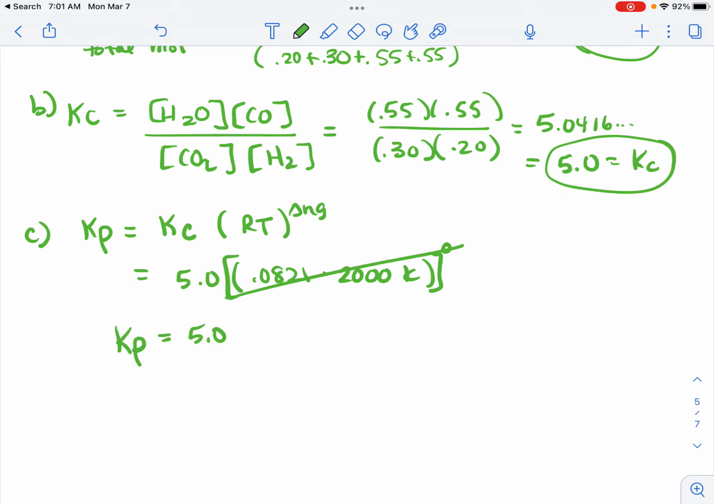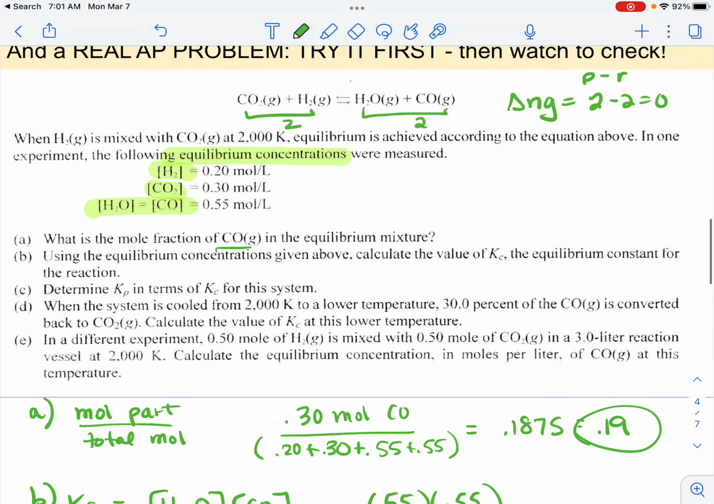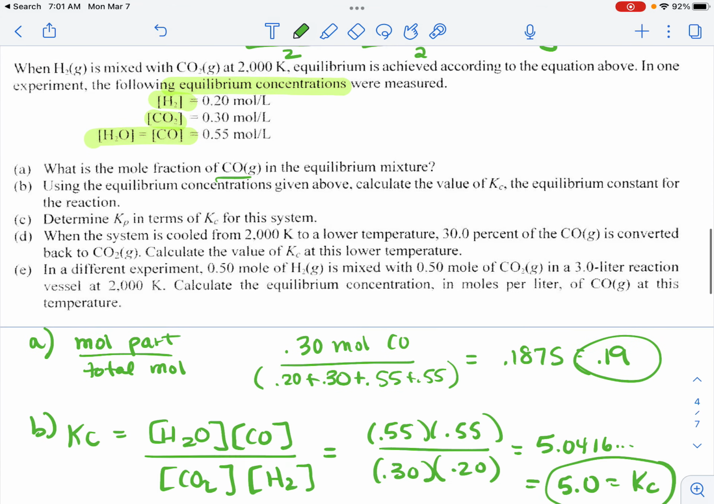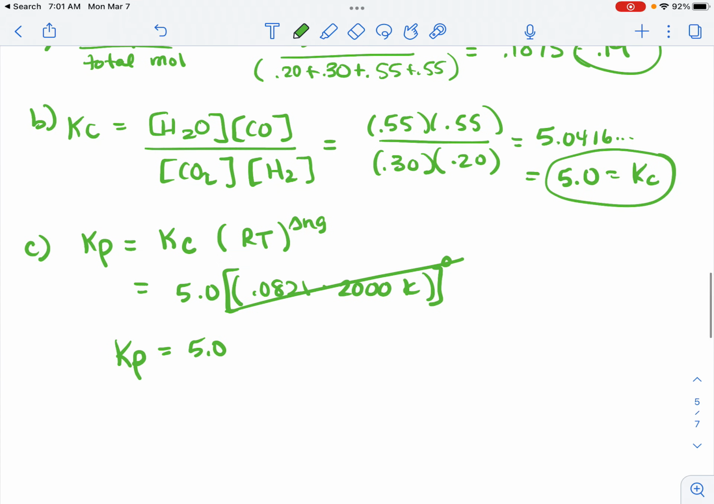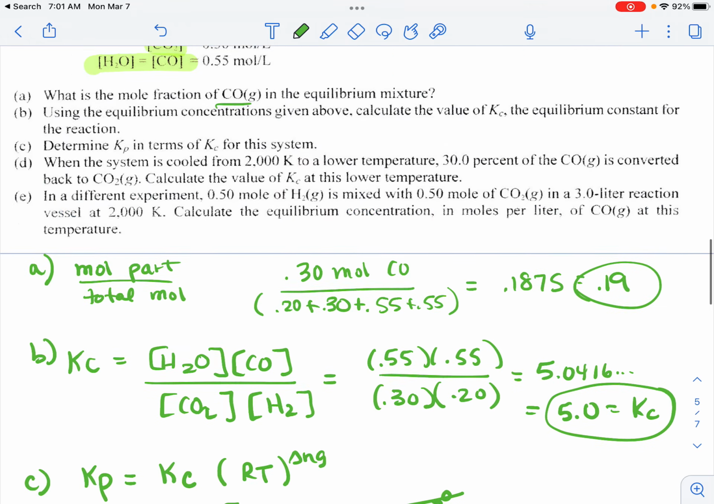And this is a fast way to do this in multiple choice: to not even worry about setting this up, but to calculate your change in moles of gas first, because when you realize that the change in moles of gas is 0, then Kp equals Kc. All right, so I have parts A, B, and C finished.